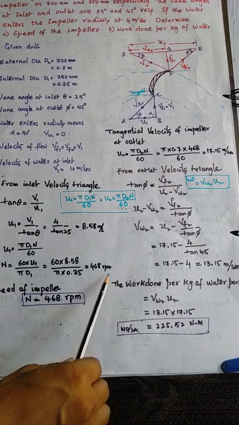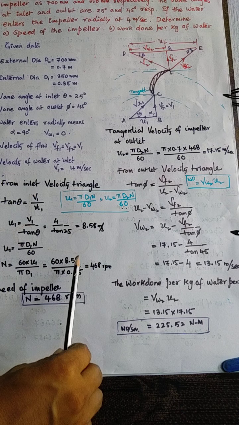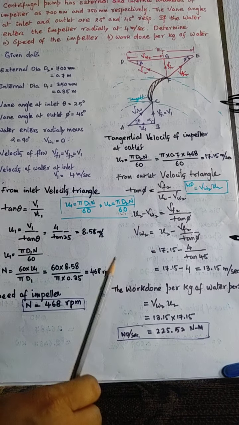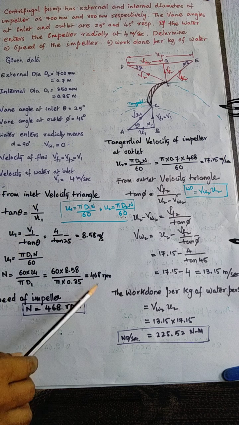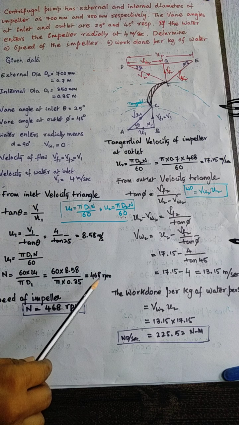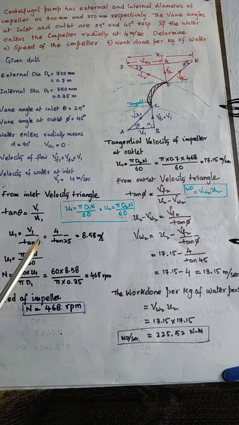So at this point you got 468 rpm. The speed at any point is equal; you may consider outlet or inlet, but the speed of the impeller is the same. So 468 rpm. You got the first value, the speed of the impeller. Now we have to find the work done per kg of water.